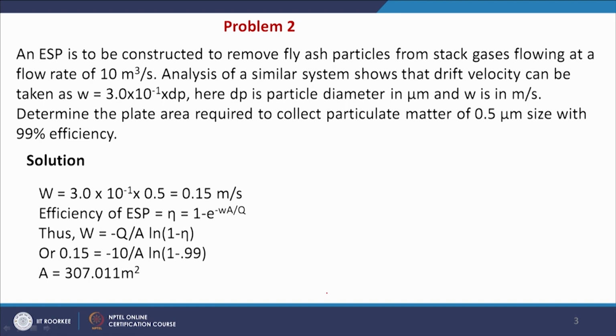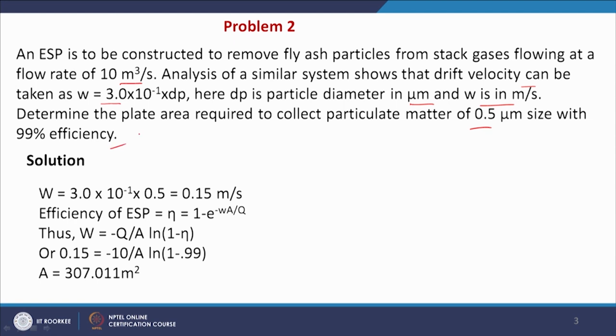The statement is: an ESP is to be constructed to remove fly ash particles from stack gases flowing at a flow rate of 10 meter cube per second. Analysis of a similar system shows that drift velocity can be taken as W equals 3 into 10 to the minus 1 into dP, where dP is the particle diameter in micrometer and W is in meter per second. Determine the plate area required to collect particulate matter of 0.5 micrometer size with 99% efficiency.